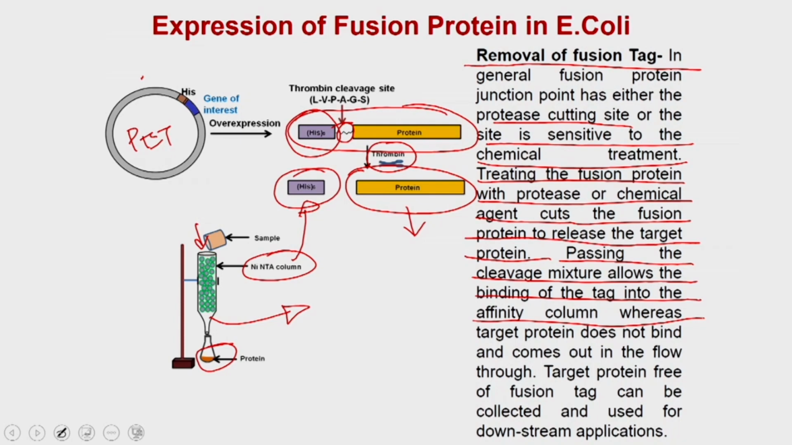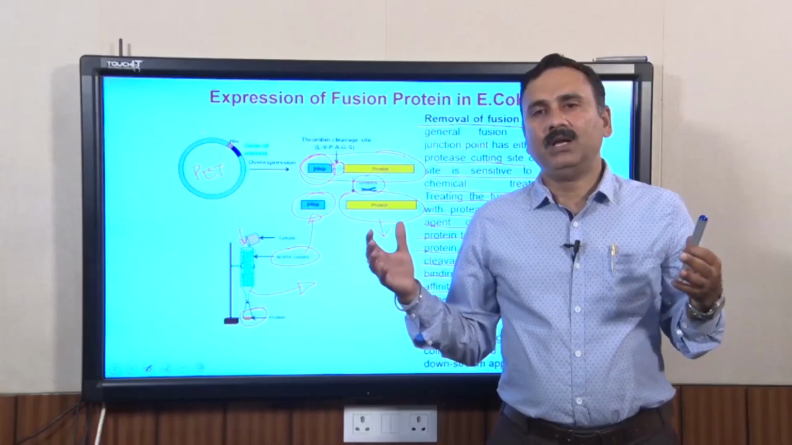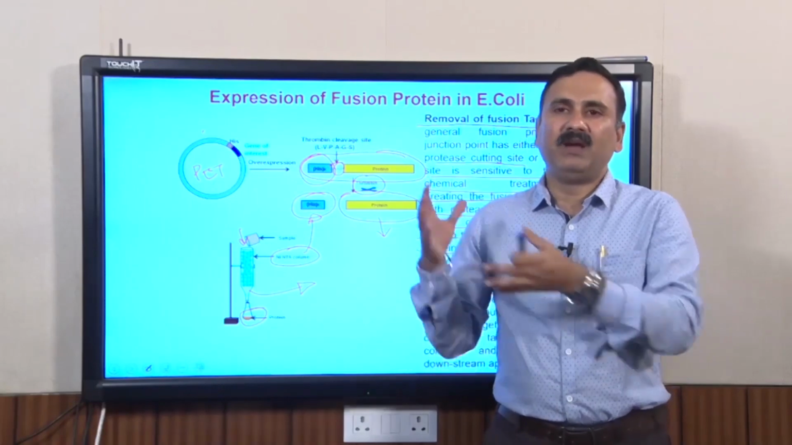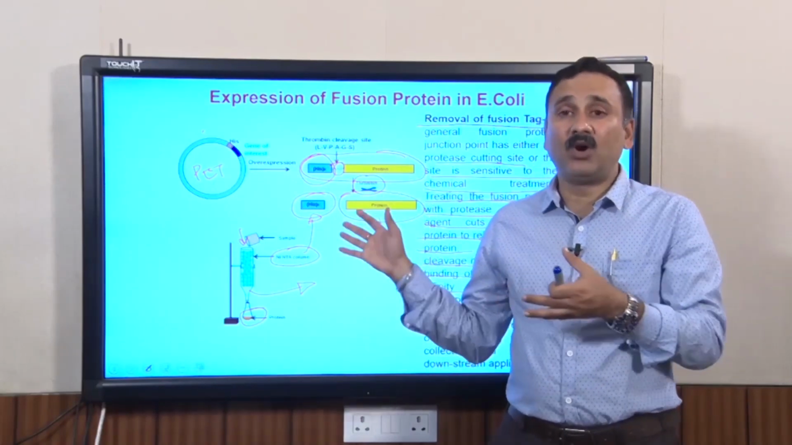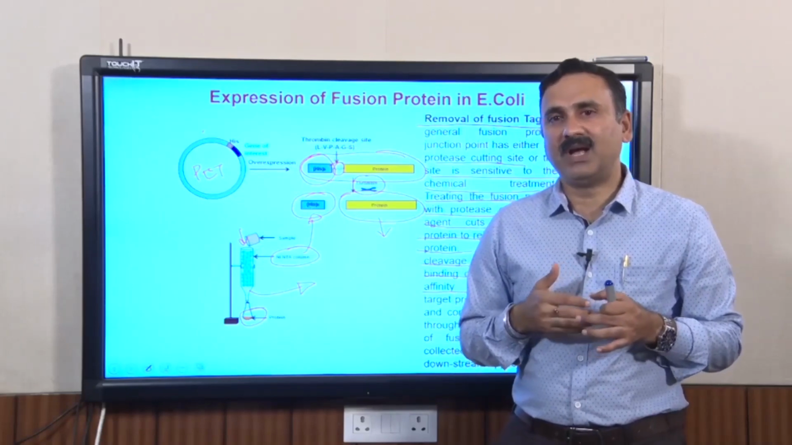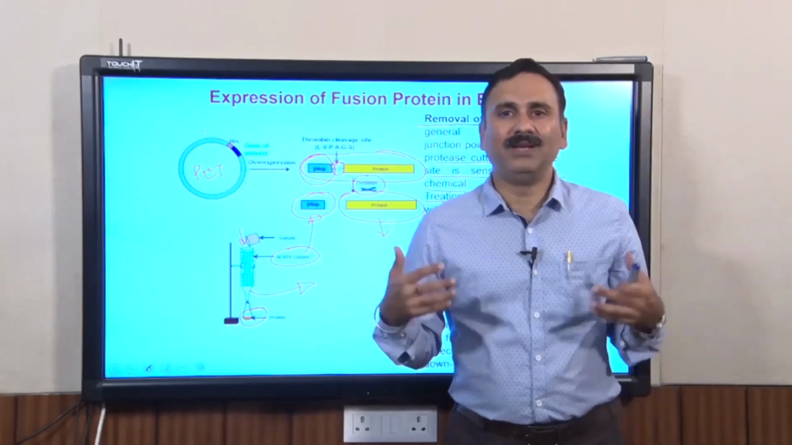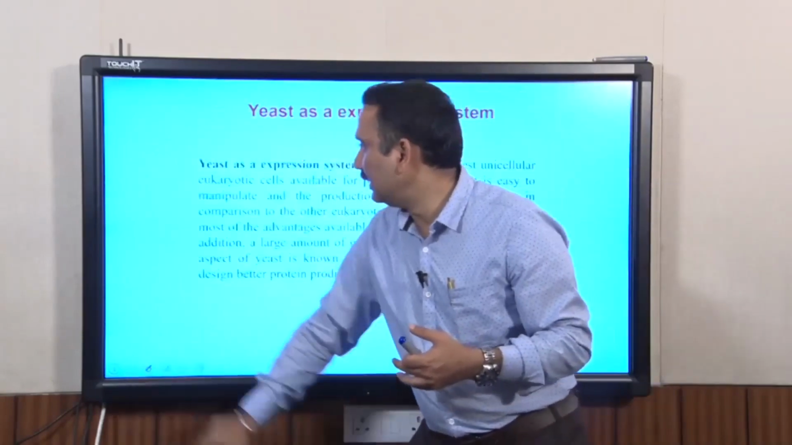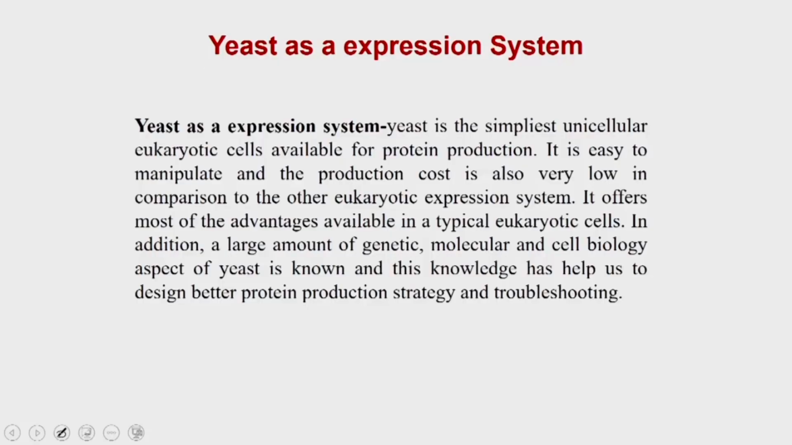So, this is all about the overexpression and production of protein in the E. coli expression system. We have discussed many aspects which are very common for the other expression systems as well. Now, we will move on to the next expression system, which is yeast as an expression system.